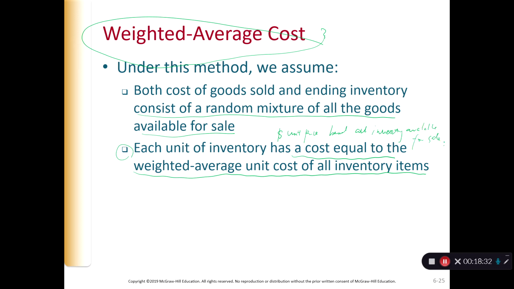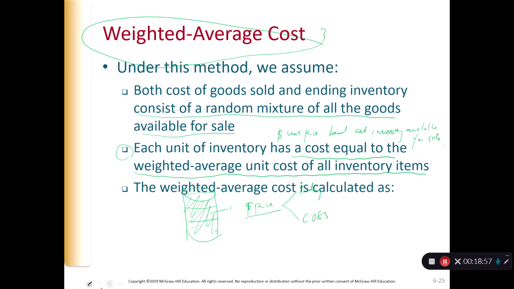So we shake this jar. Before, we could still see the first layer, second layer, third layer. Now we're shaking them up. We get one number, one unit price, and then use this price to split between ending inventory and the cost of goods sold.